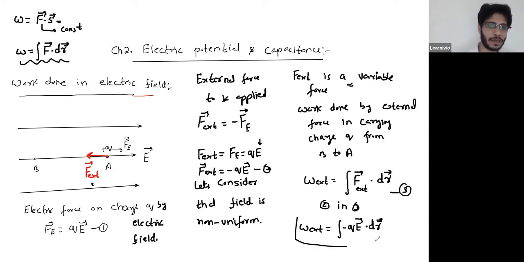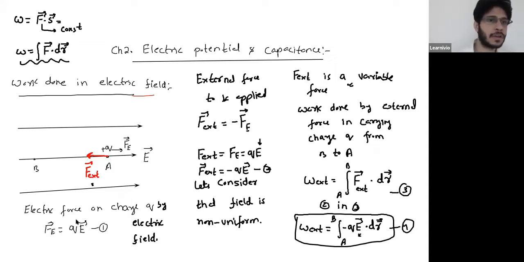Minus of Q E dot dr. This is how we calculate work done by external force, and you will integrate it from A to B. You're taking charge from A to B. So this is how we calculate work done by external force in carrying a charge against the field from point A to point B. We will use this expression if your field is variable.